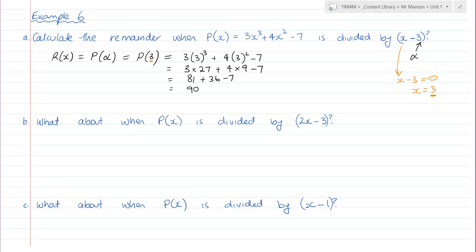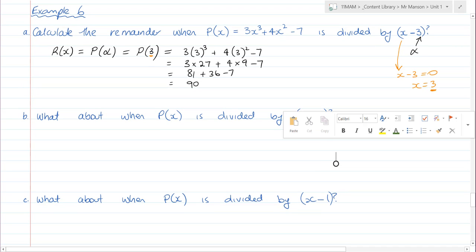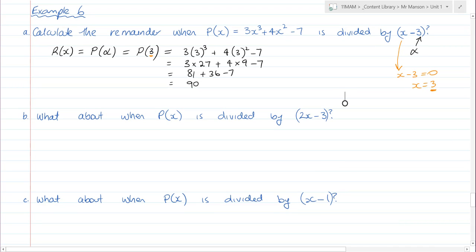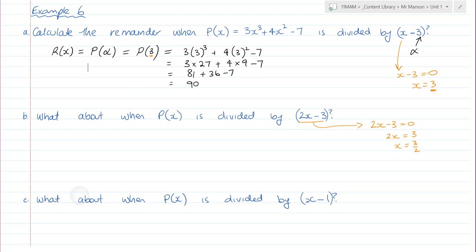So this is slightly different, and if you look back earlier to what I did above, you'll see how that works. But I'm going to use this procedure here that I did in orange. This is the null factor theorem again. So if that is being divided, then the remainder theorem will come from letting that equal 0. 2x equals 3, x equals 3 over 2. And so to calculate the remainder, R of x will be equal to P of 3 over 2. That 3 over 2 comes from my calculation here.